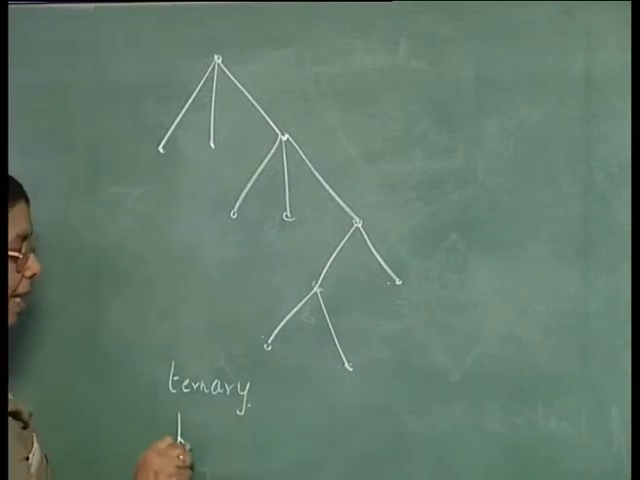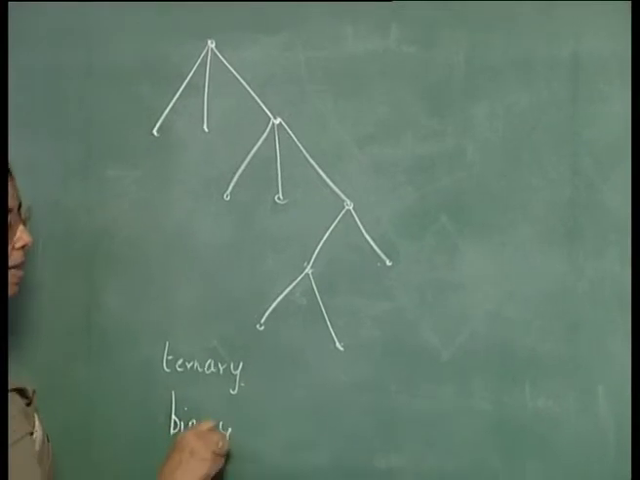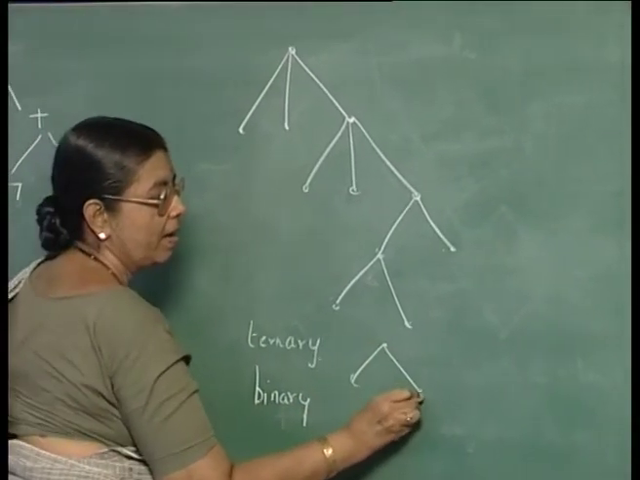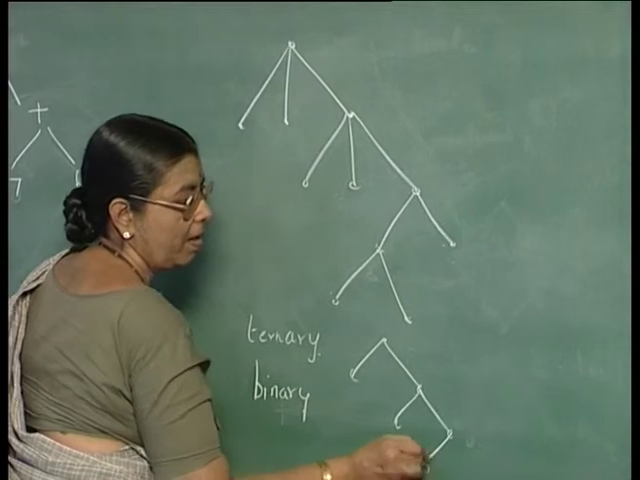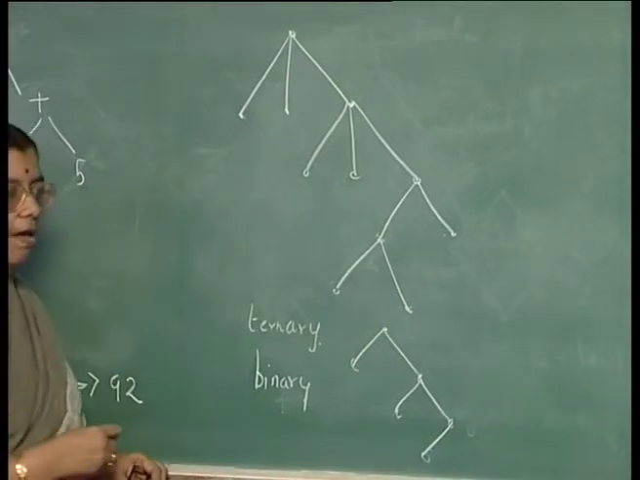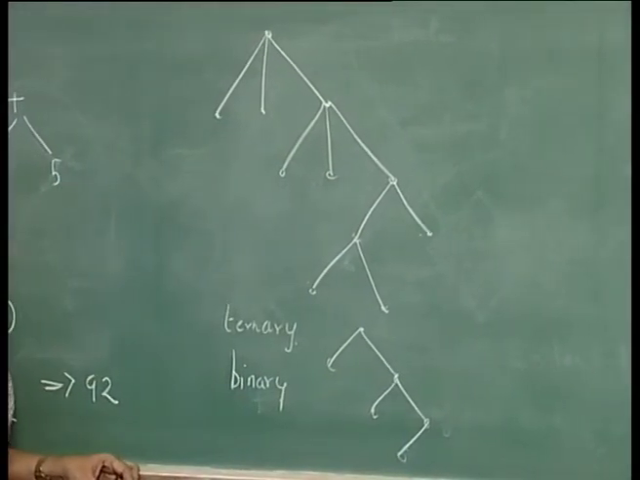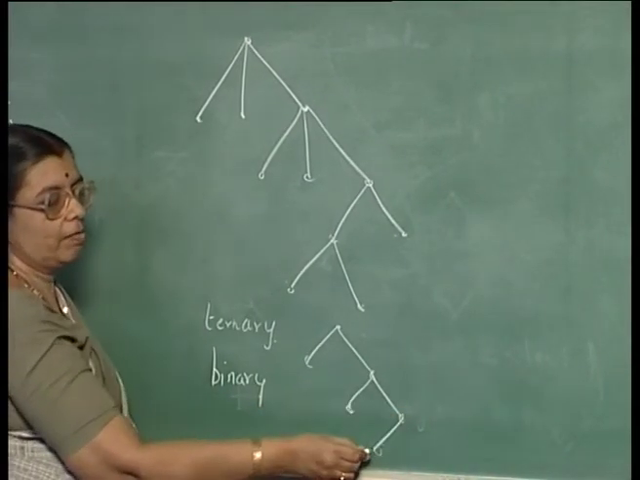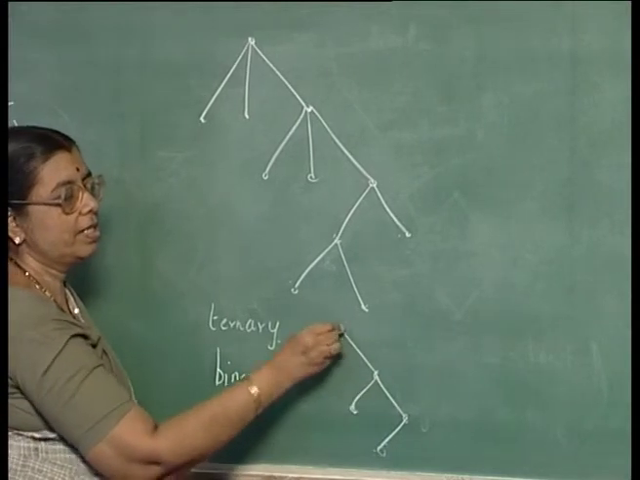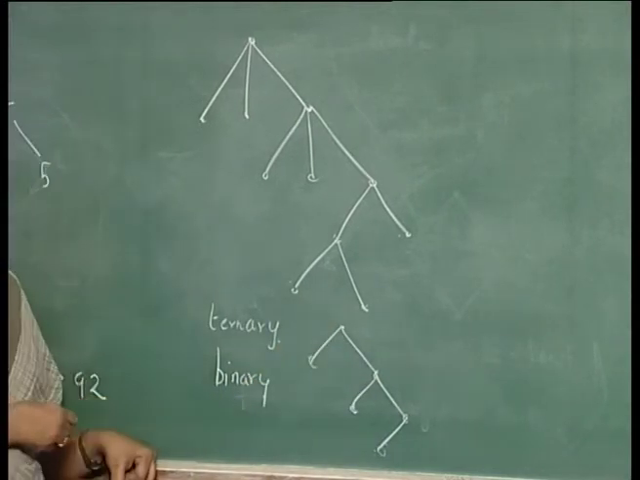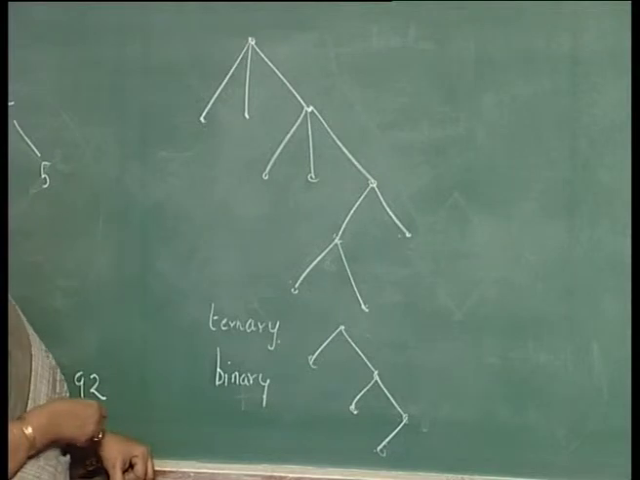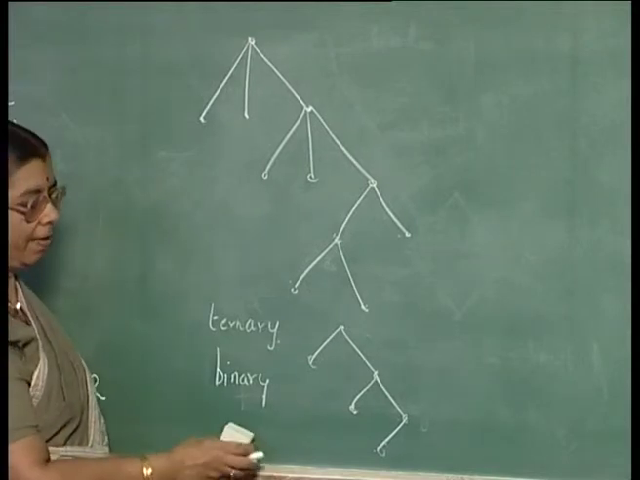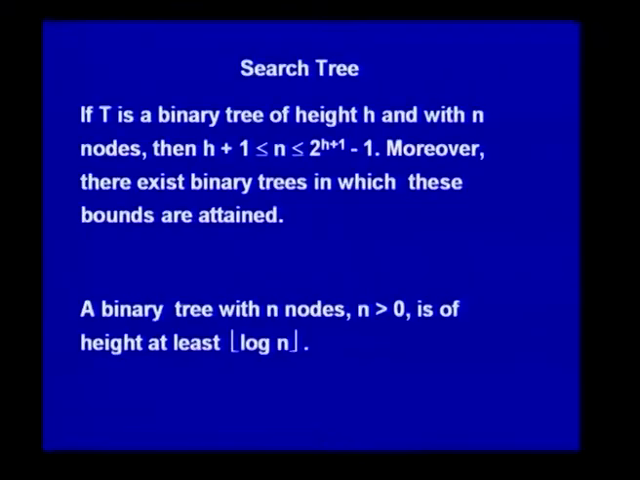When you look at a binary tree, this is a binary tree, this is a binary tree. Each node will have 2 sons, 1 son or 0 sons. The leaves have 0 sons. This node has got 1 son, this has got 2 sons, this has got 2 sons, and so on. No node will have more than 2 sons. That is called a binary tree. In general, n-ary tree means each node will have n sons or less.